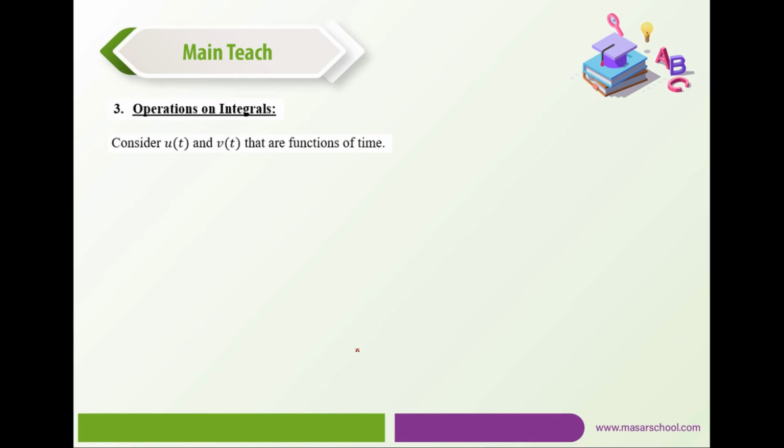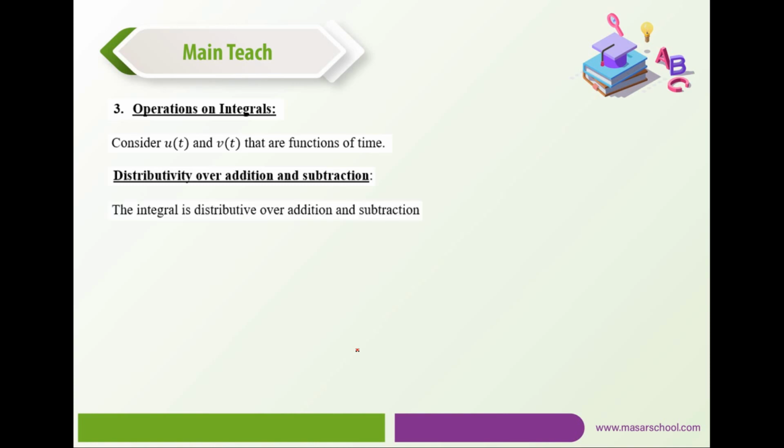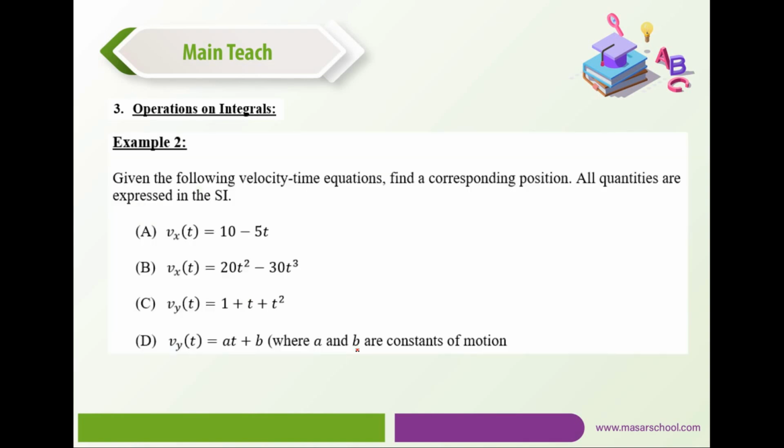Operations on integral, section 3. Consider u and v that are functions of time: distributivity over addition and subtraction. The integral is distributive over addition and subtraction. Then the integral of an additive function between two functions u and v would be the integral of u plus the integral of v. Similarly for subtraction.